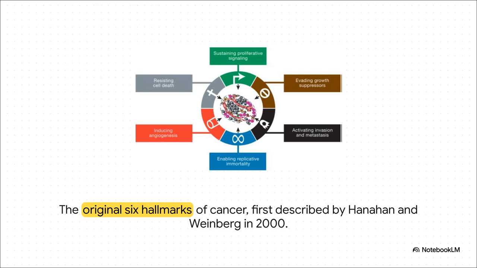These include things like growing relentlessly, which they called sustaining proliferative signaling, ignoring the stop signals, or evading growth suppressors, literally cheating death by resisting cell death, becoming immortal or enabling replicative immortality, creating their own blood supply, inducing angiogenesis, and finally spreading to other parts of the body, which is activating invasion and metastasis.